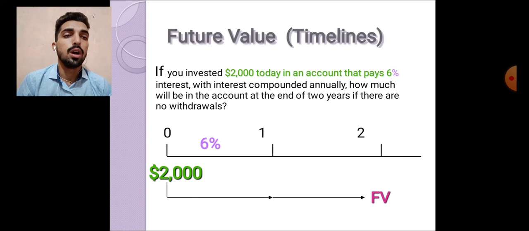Future value timelines. If you invested 2000 today in an account that paid 6% interest with interest compounding annually, how much will be in the account at the end of 2 years if there are no withdrawals?